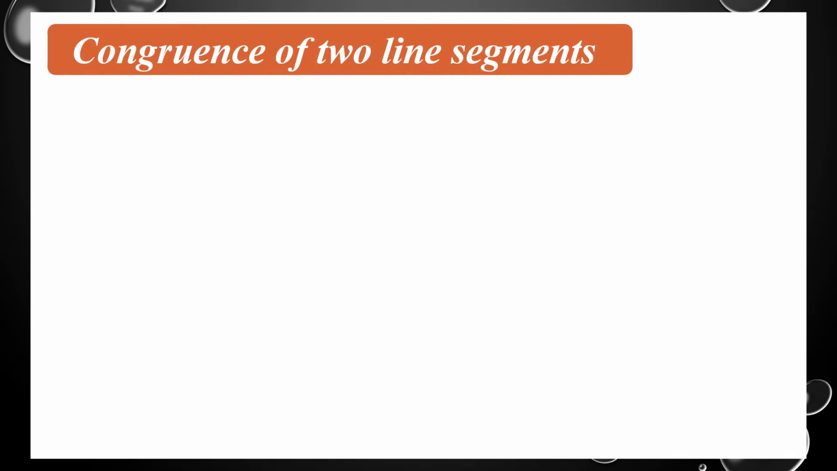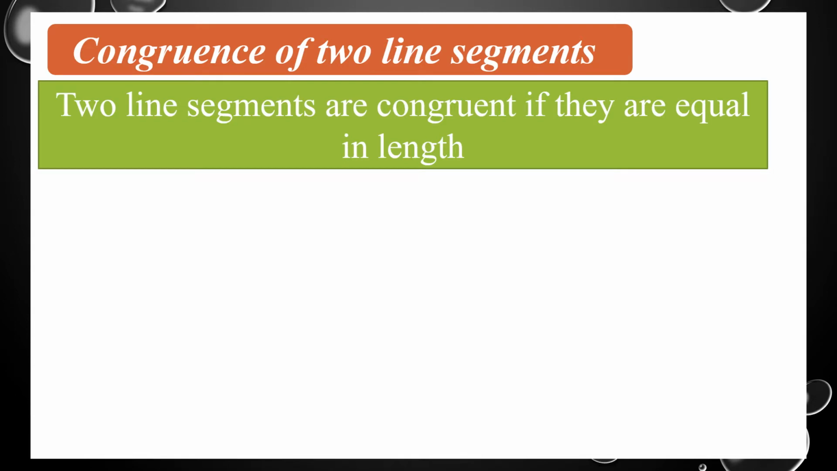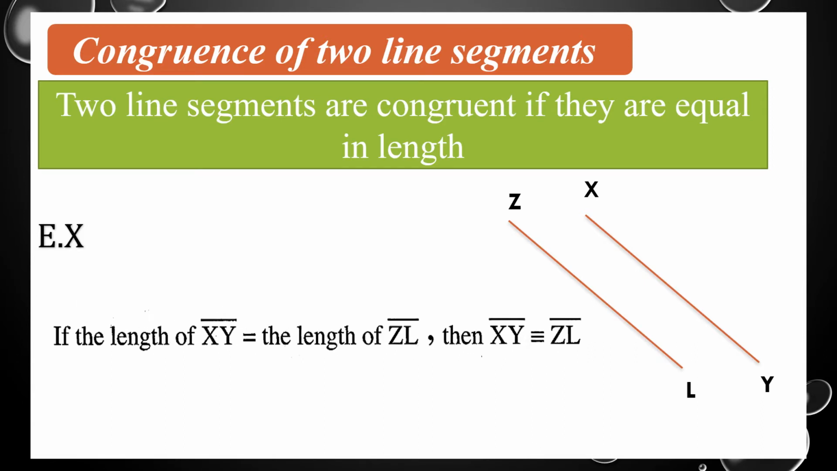Congruence of two line segments. Two line segments are congruent if they are equal in length. For example, XY is a line segment and ZL is a line segment. If the length of XY equals the length of ZL, then XY is congruent to ZL. If XY equals 4 centimeters, then ZL will be 4 centimeters, because the two line segments are congruent, so they are equal in length.